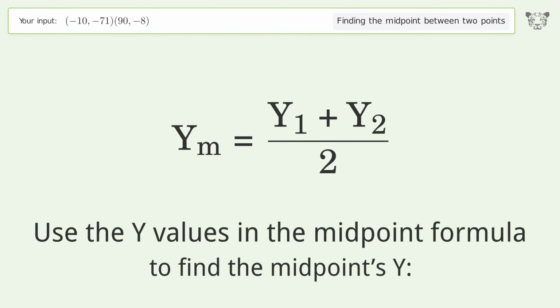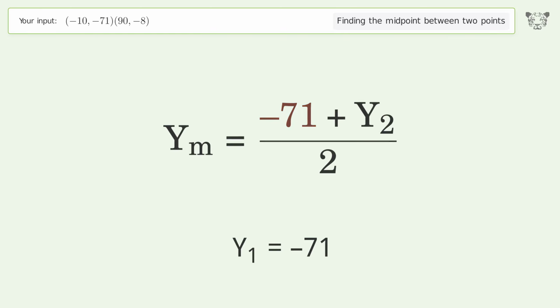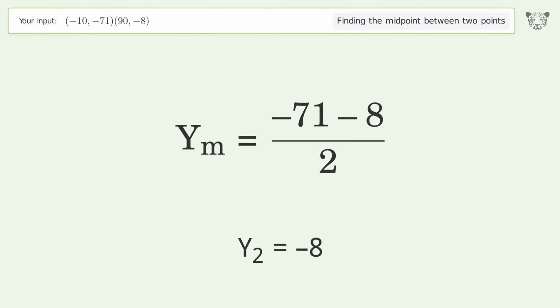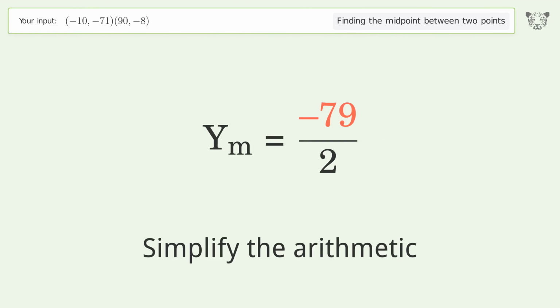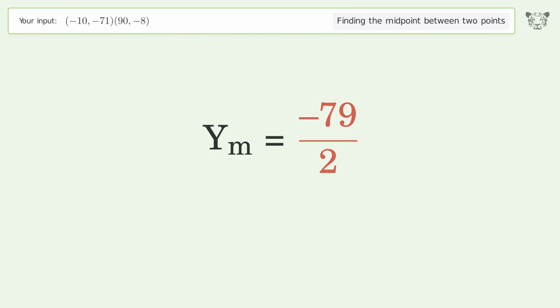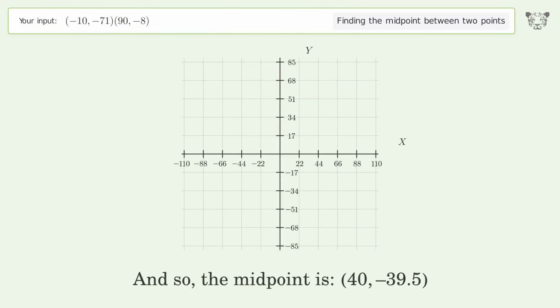Use the y values in the midpoint formula to find the midpoints y. y1 equals negative 71. y2 equals negative 8. Simplify the arithmetic. And so, the midpoint is 40, negative 39.5.